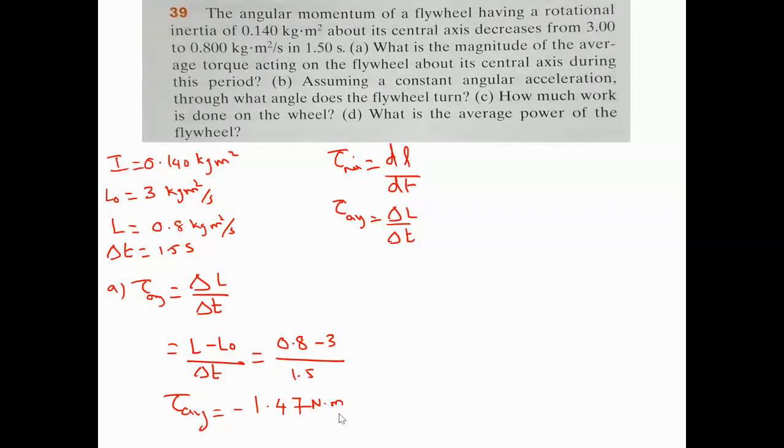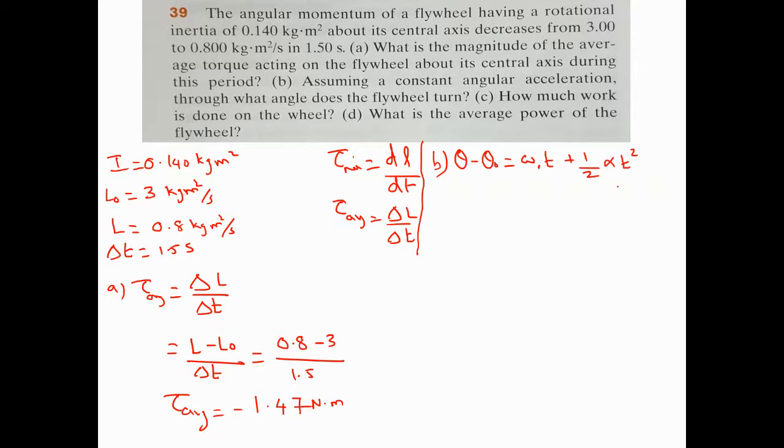Your second question: assuming a constant acceleration, through what angle does the wheel turn? That means you are going to find the value of theta, the angle at which the wheel is turning. So for the second question, I am going to write our second equation. What is our second equation? Theta minus theta naught is equal to omega naught t plus half alpha t squared. Am I right?